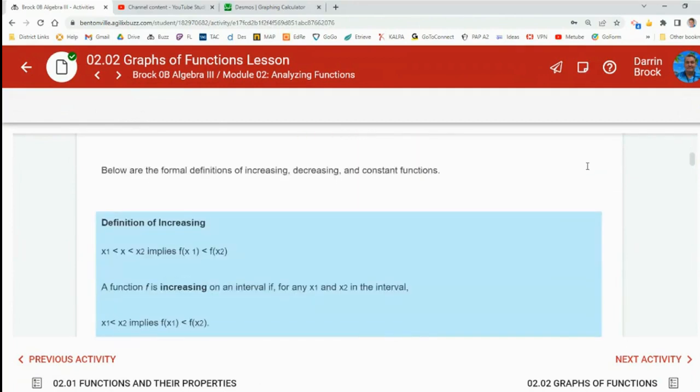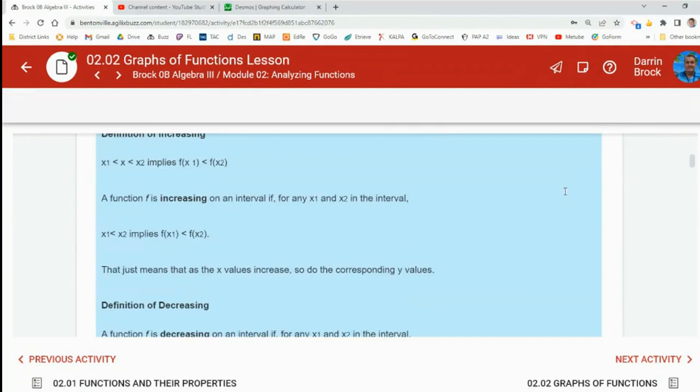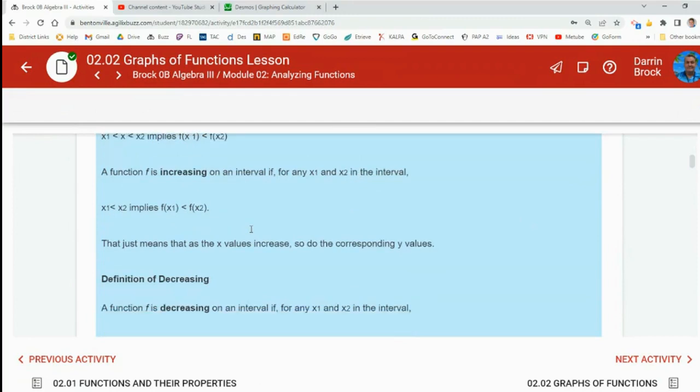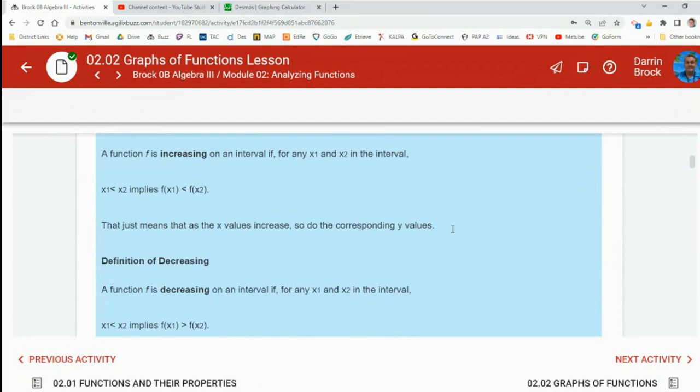All right. Here are more formal definitions, again if you want to get into the math part of it. If we say x1 is less than x2, so if you put values in there, if x1 equals 0 and x2 equals 5, that value is less than that because x is less each time. The function f is increasing on an interval if for any x1 and x2, x1 is smaller than x2, f(x1) is smaller than f(x2). That just means as the x values increase, so do the corresponding y values. That's all that really means.